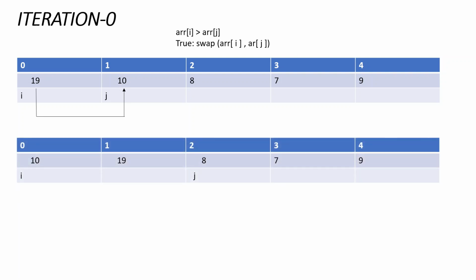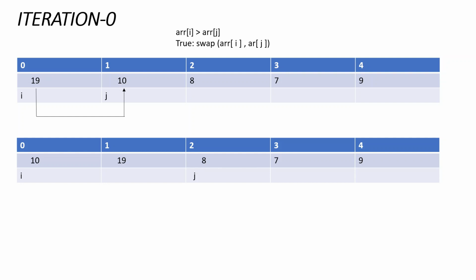After swapping, at 0 index the element is 10 and at 1 index the element is 19. Now I am going to increment j by 1. Make sure that I am not changing the position of i till the iteration completes. So i remains at 0 index till iteration 0 is complete. Now i is at 0 index and j is at second index.